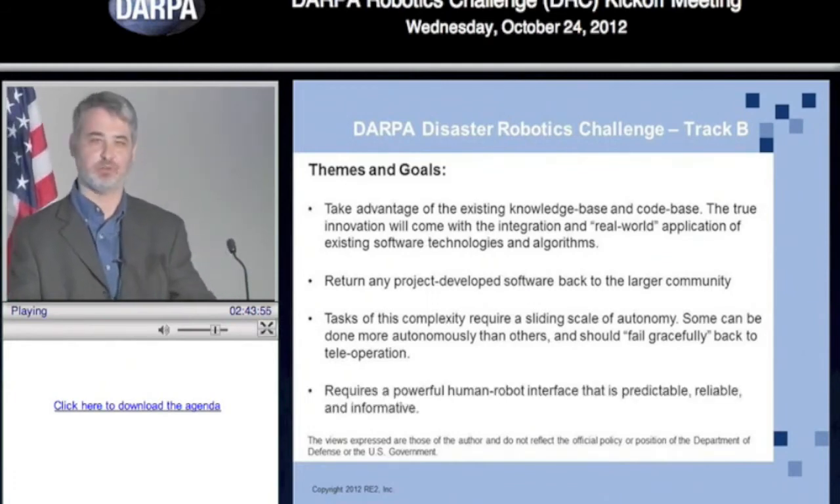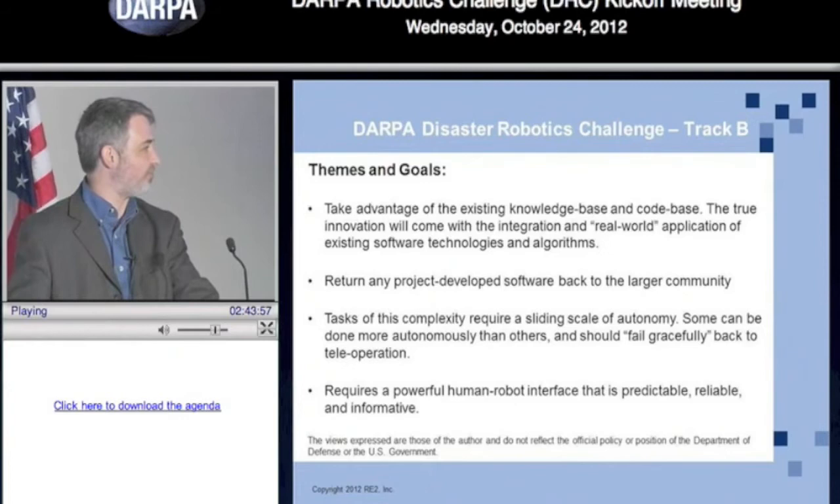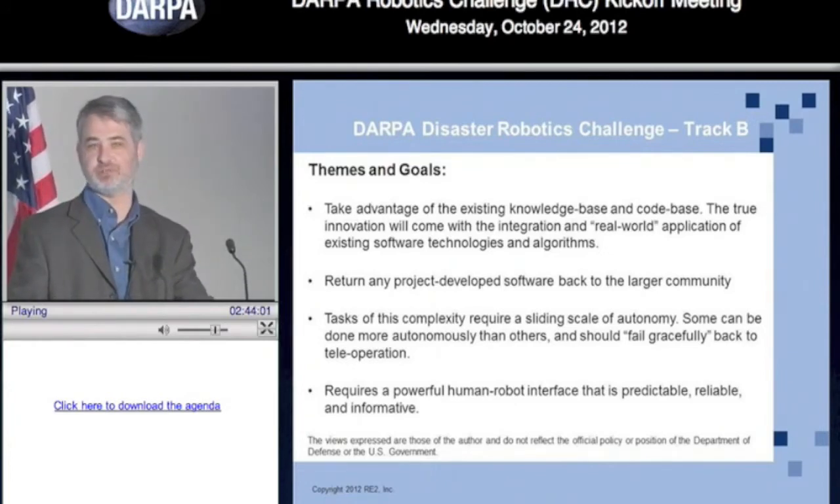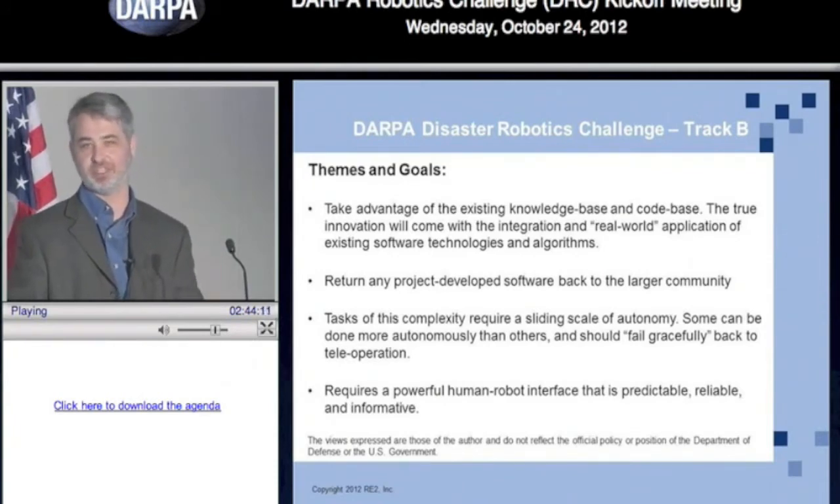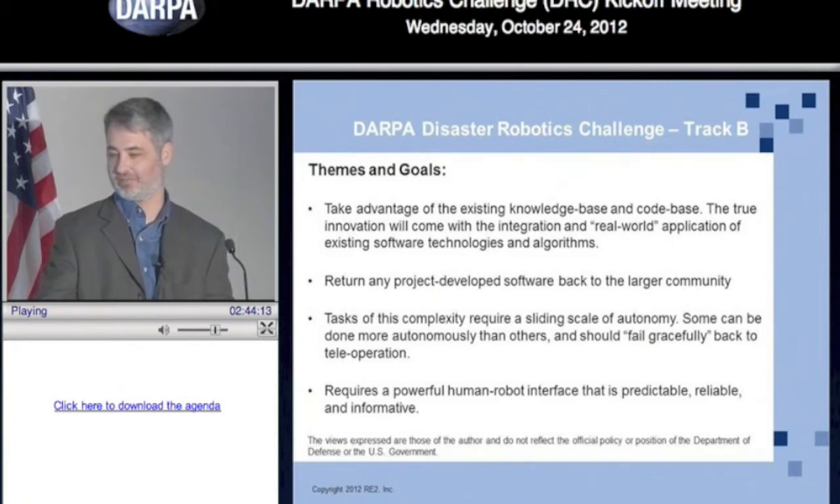And finally, we recognize that it's going to require a pretty powerful human-robot interface that's predictable, reliable, and informative, which is why we went with SOAR Tech. With their technology, you can have more of a dialogue with the robot, where you can understand what the robot's planning to do. The robot can make sure it has all the information it needs, and then it can go on its way. You never want to hear or say, gee, I wonder why the robot just did that in one of these projects.